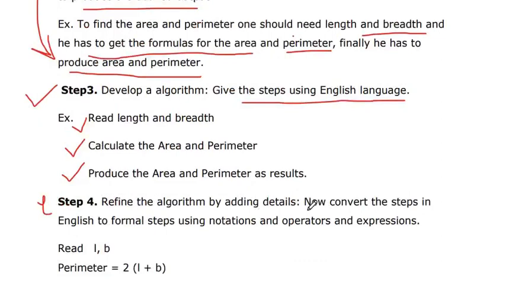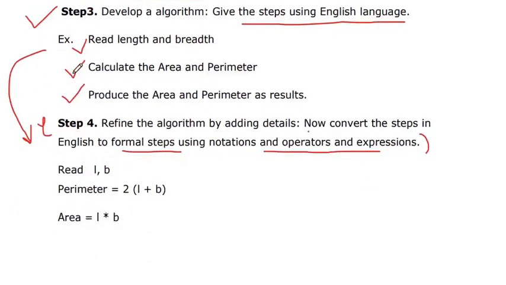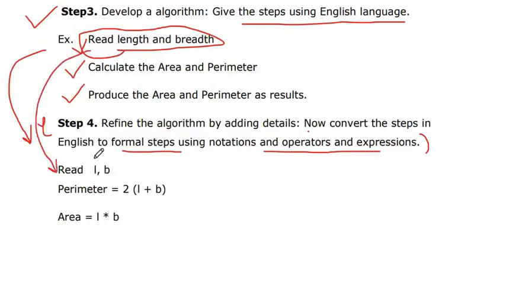Refine the algorithm by adding the details. Now convert the steps in English to formal steps using notations, operators and expressions. So we have to convert the third step into the fourth step by using operators, expressions and notations. Now look at the first one here. Already we have seen read the length and breadth. So instead of writing read length and breadth, let us convert this English step into a formal step. This is the formal step. Simply we have to write read L comma B, where L represents length, B represents breadth.